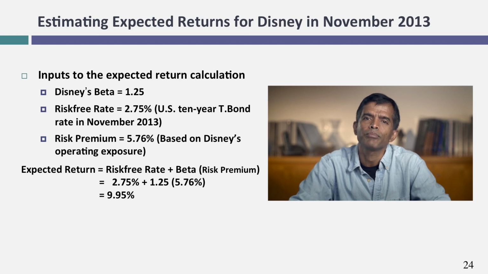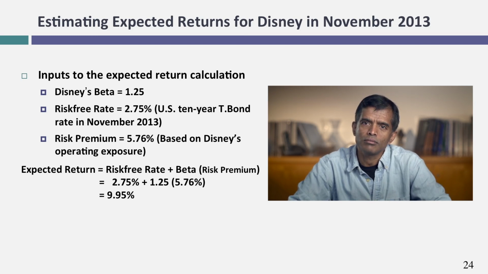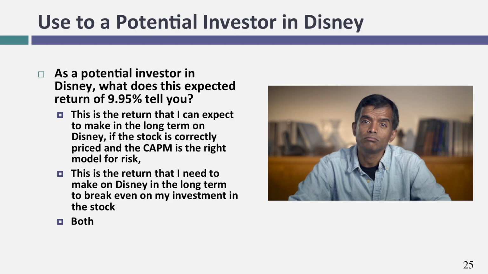You think, what does that tell me? If I'm an investor in Disney, and I'm a purist, here's what it tells me. If I believe markets price stocks efficiently, this expected return is what I can expect to make given the risk in Disney. In other words, given the beta and my expected return on stocks, 9.95% is the return I can reasonably expect to make in the long term if the stock is correctly priced and the CAPM is the right model for risk. That strikes me as a sterile way of thinking about the 9.95%.